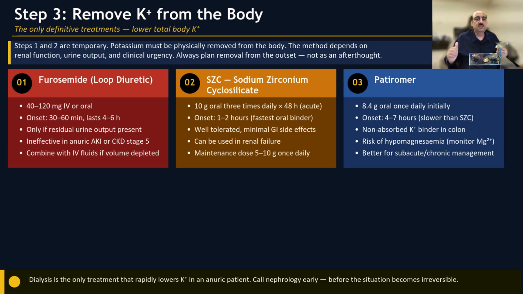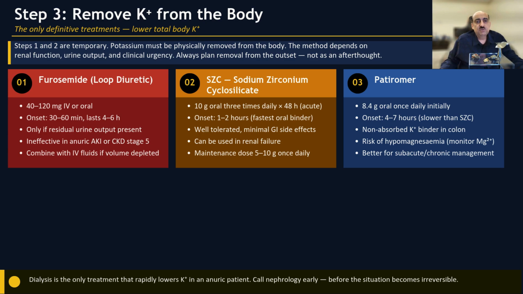Step number 3, which is the definitive treatment, is removal of potassium from the body. In module 1, we discussed the physiology. 90% of the potassium is handled by the kidneys if they're working efficiently and effectively. Around 7 to 10% is handled by the gut through stools. So here the importance lies.